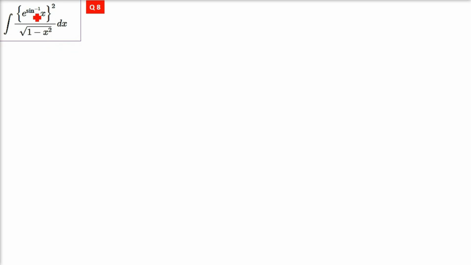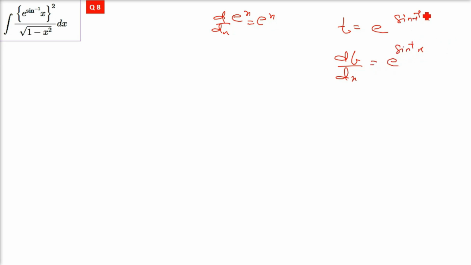Now in this question, sine inverse x differentiation is directly 1 by under root 1 minus x square. This is the background knowledge with which we will start. So t will be equal to e raised sine inverse x. When we differentiate this, dt by dx will give you e raised sine inverse x, because e raised to anything will be e raised to that thing only. And then we differentiate sine inverse x. It will be 1 by under root 1 minus x square. Now this dx can go on the right hand side.